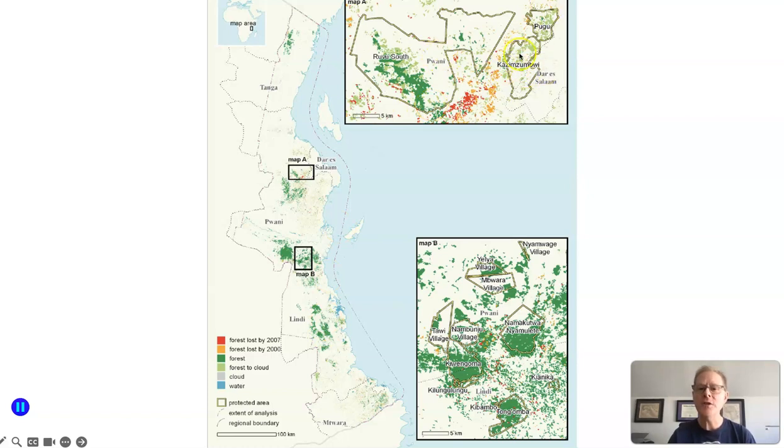Kazumzumbwi and Pugu forests are very important along the coast there. And they're in Bwara, and it's important also because I have some pictures of them.